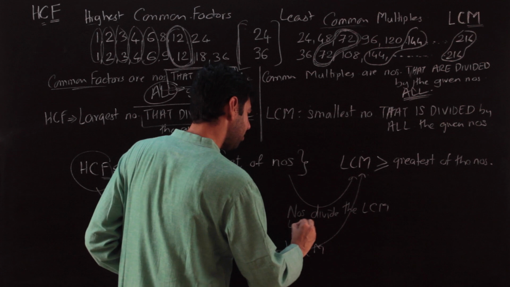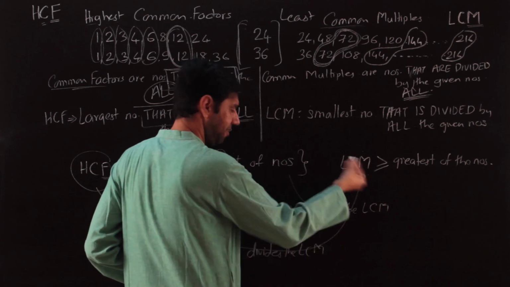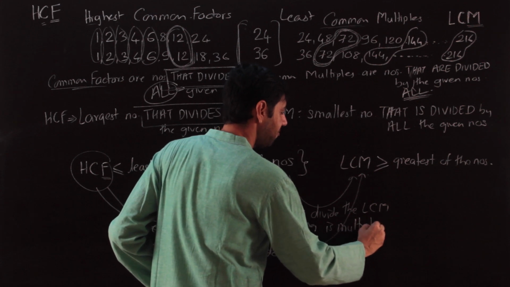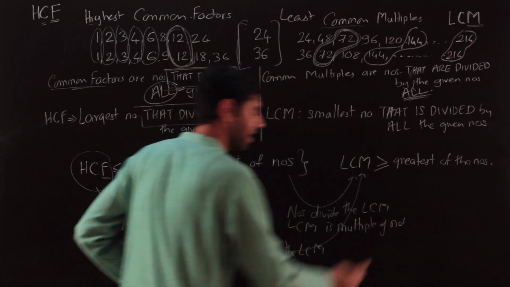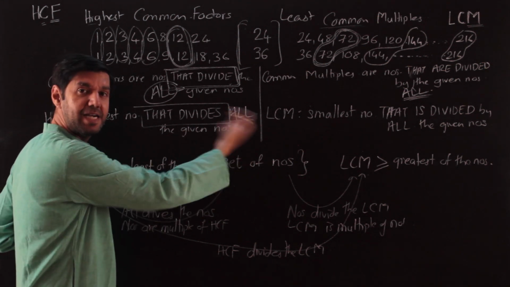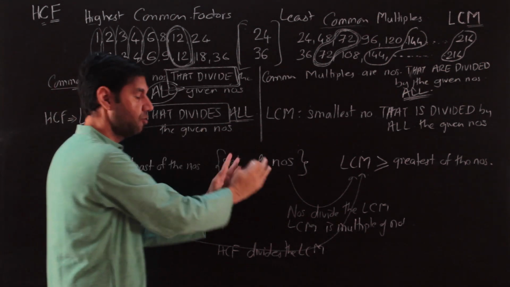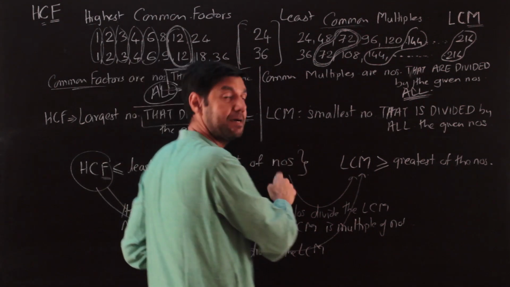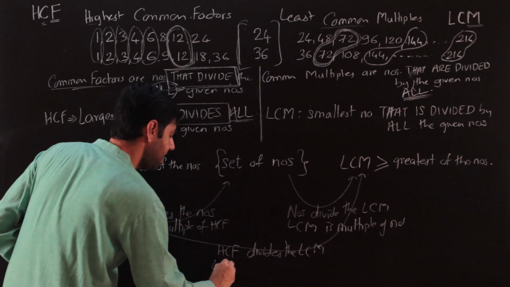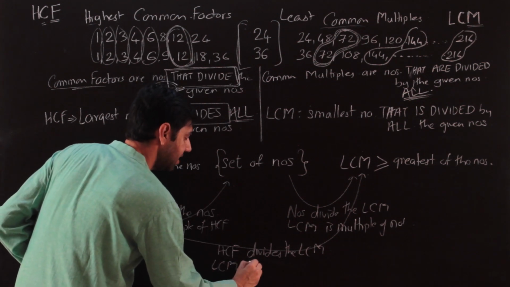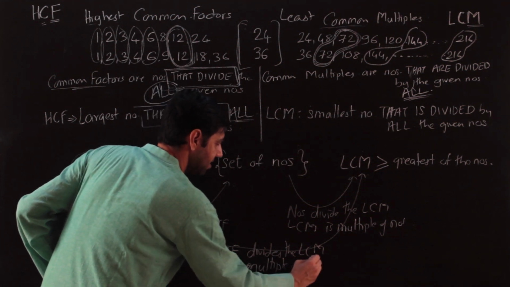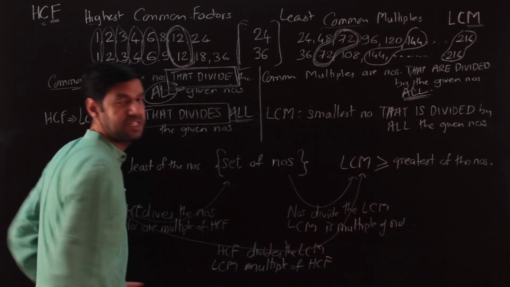LCM is a multiple of the numbers. That is the definition of LCM. LCM is a multiple of the numbers. So now it's going to be very clear. HCF is the smallest, numbers are multiples. So take HCF and multiply, you'll get all the numbers. And the numbers themselves when multiplied with something give you the LCM. So what do we have? Obviously, the LCM is a multiple of HCF. Look at it, remember it whichever way.